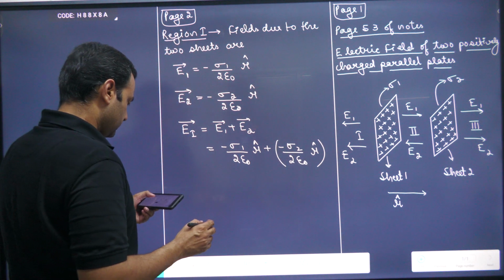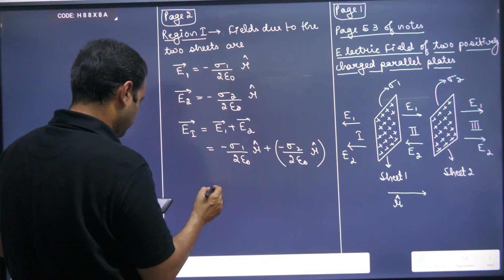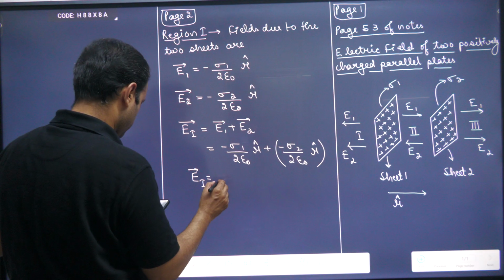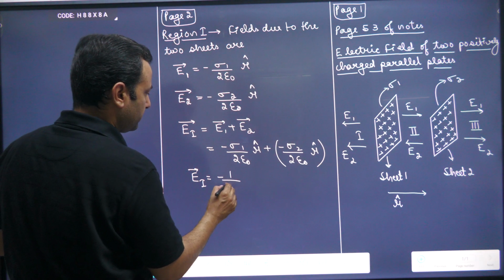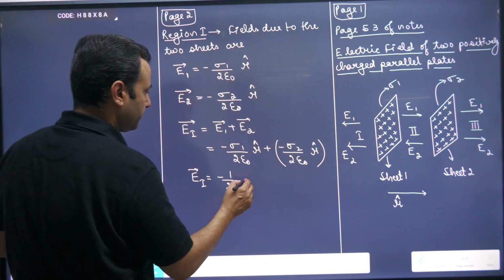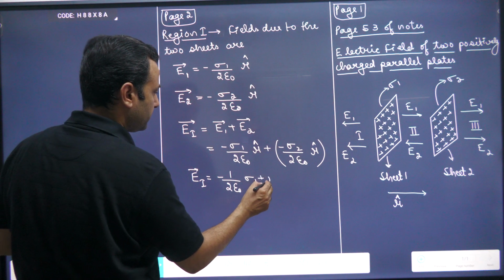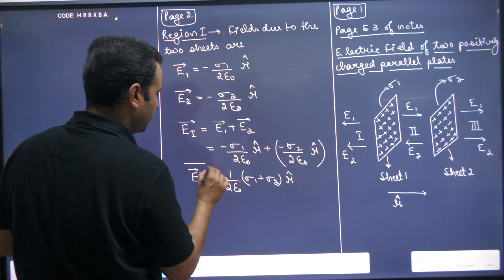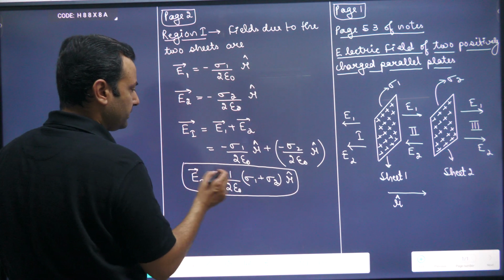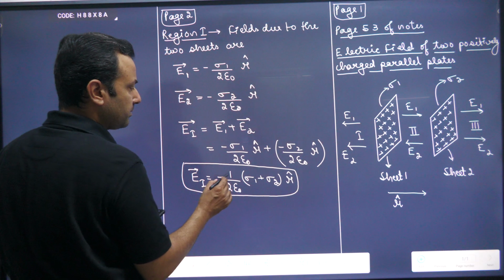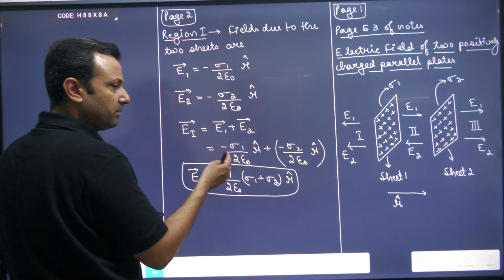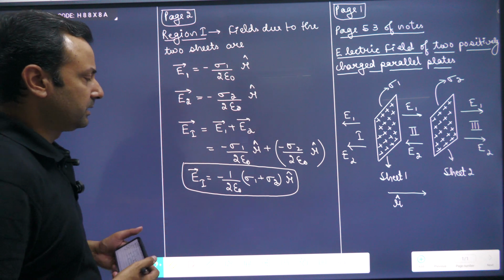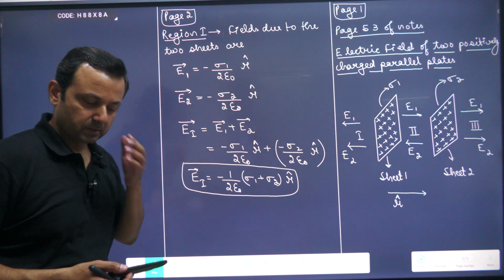Now, let us take minus 1 upon 2 epsilon naught common. E first vector is equal to minus 1 upon 2 epsilon naught, sigma 1 plus sigma 2, r cap. I have taken r cap common and written it after the bracket, and I have taken minus 1 upon 2 epsilon naught common and written it before the bracket. So this is the total electric field, the net electric field in region first.